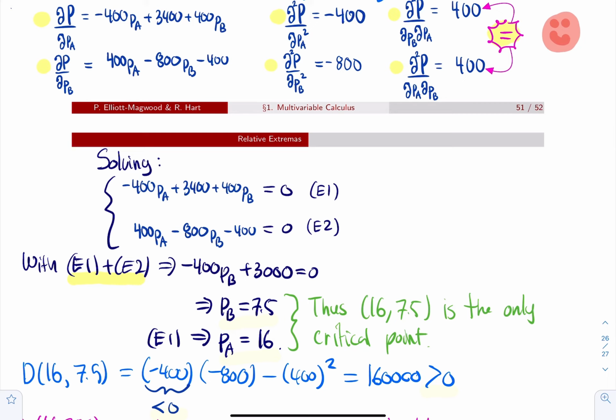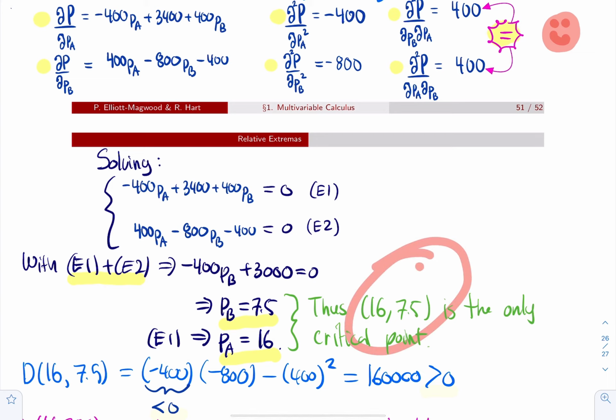Then if you isolate PB, bringing the 3,000 to the right side as minus 3,000 and dividing by minus 400, you find that PB is equal to 7.5. And then with the first equation, if you replace PB by 7.5, you can verify that the PA you get is 16. So there's only one critical point here, and it's (16, 7.5).